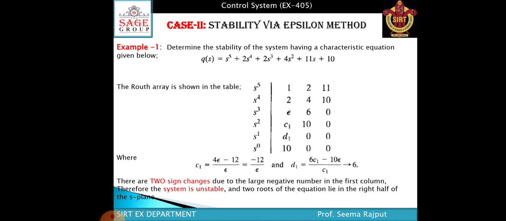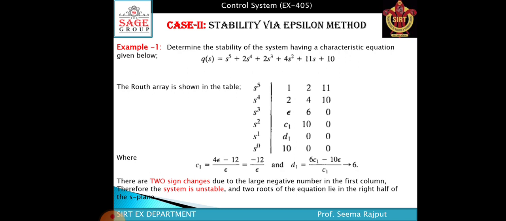For s to the power 5, the coefficient is 1. So firstly we put 1, and the other values, also odd-position coefficients, are 2 and 11. In the next row, s to the power 4, the coefficients are 2, then 4, then 10. Okay, now we have to solve this.